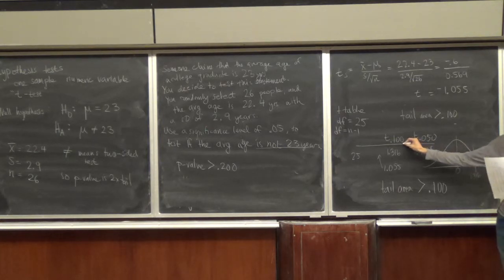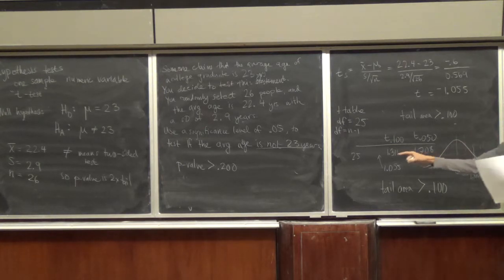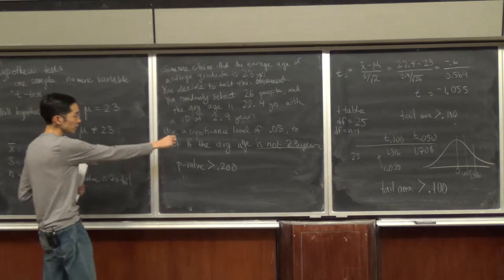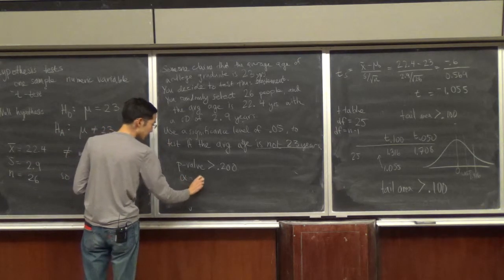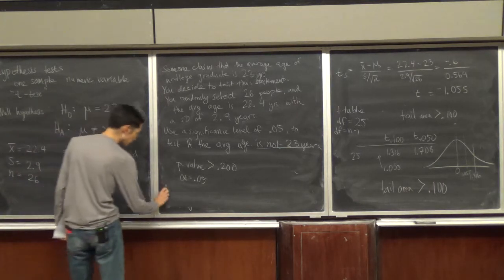I go to the top of the column, 0.100. And I have 0.100, okay? But I'm drawing a line at 1.055, which is closer to 0 than 1.316. So if I shade everything to the right of 1.055, how much do I have shaded? More than 0.100. Okay. So my p-value is greater than 20%. Is that okay with everyone? Alright. If I'm using significance level of alpha equal to 0.05, is my p-value larger or smaller than alpha? Larger. So my p-value is larger than alpha.